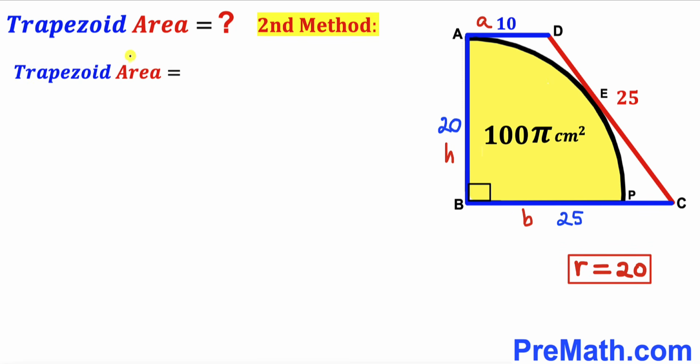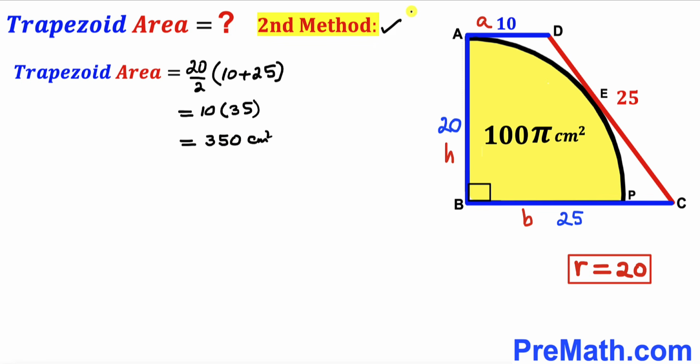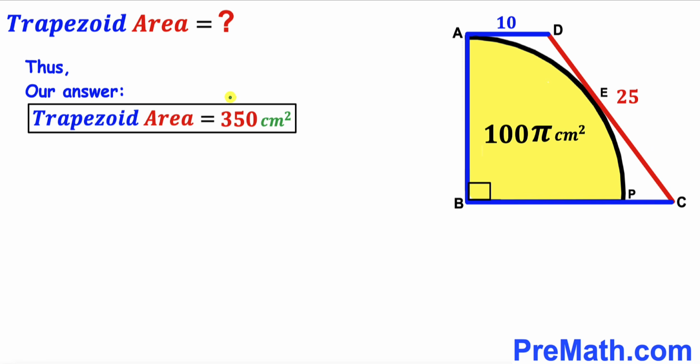So therefore our trapezoid area is going to be simply height 20 divided by 2 times 10 plus 25, exactly the same way we did in the previous step. So therefore our trapezoid area turns out to be 350 centimeters squared by using the second method as well. Thus the area of this trapezoid turns out to be 350 centimeters squared by using both methods. And that's our final answer.